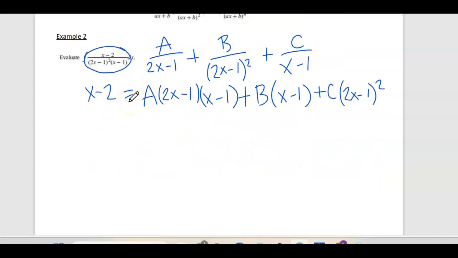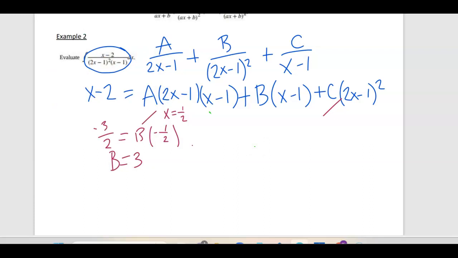All right, let's do some strategic substitution. The first one I'm going to do is x = 1/2. That's going to get rid of a and c. I'm going to have negative 3/2 equals b times negative 1/2. And that is only true if b is equal to 3. So let's go ahead and say I know that b has to be 3.